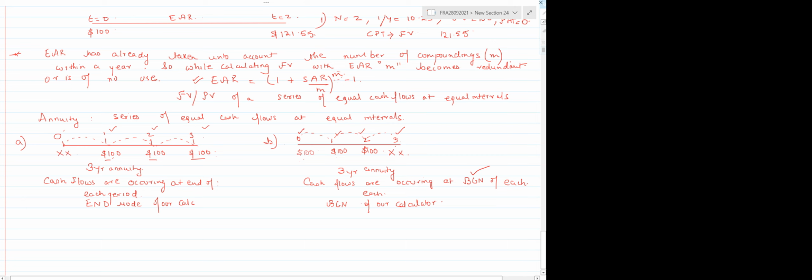So I'm just putting a cross here, right? I put a cross at time zero at the A part, and on the B part I put a cross at the third year. Now is it clear? There's no cash flow at the end of the third year, and in the end mode, when the cash flows are occurring at the end of each period, there is no cash flow at the beginning, at time zero, right?